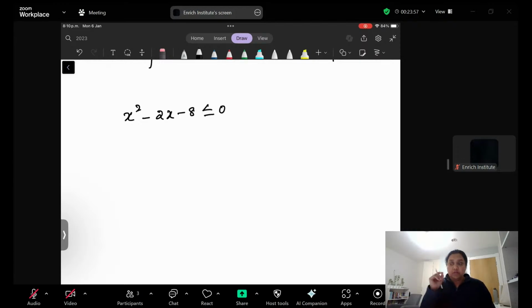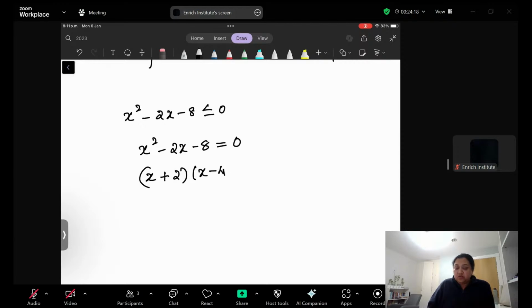So what you will do is, whenever you have an inequality, you make this an equality. So you will write this as x square minus 2x minus 8 is equal to 0. Make it an equality and then you solve it like a normal quadratic equation. So how do you solve it? You can factorize this. This will be x plus 2 and x minus 4 is equal to 0. So this will be x is equal to minus 2 and x is equal to 4.